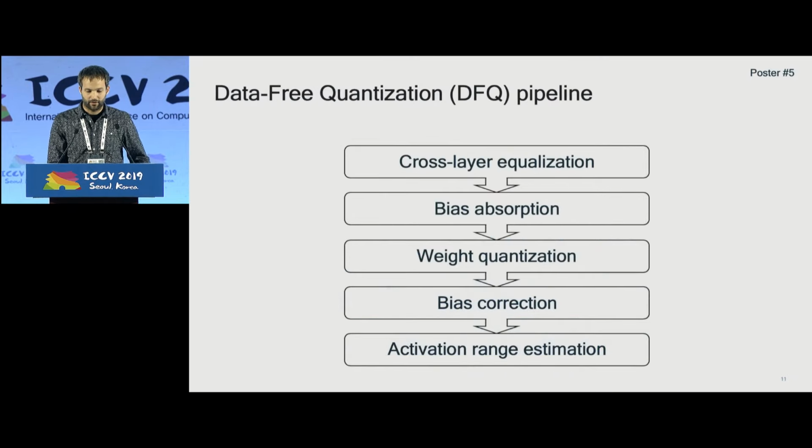And this brings us to our final full data-free quantization pipeline. We first do cross-layer equalization and bias absorption. Afterwards, we quantize the weights and correct for the bias. Finally, we use the batch norm statistics to set the activation ranges.